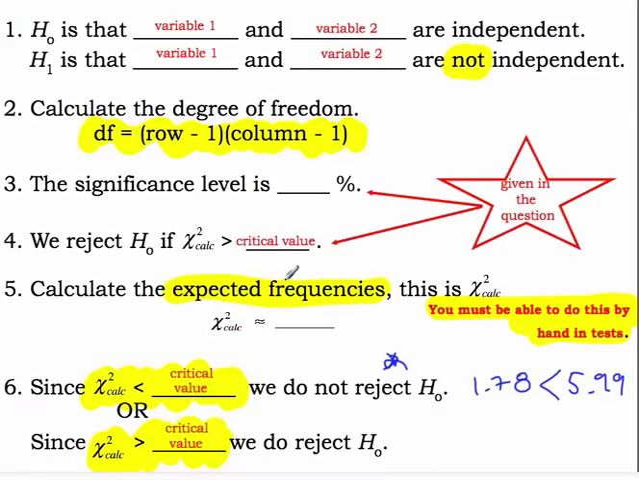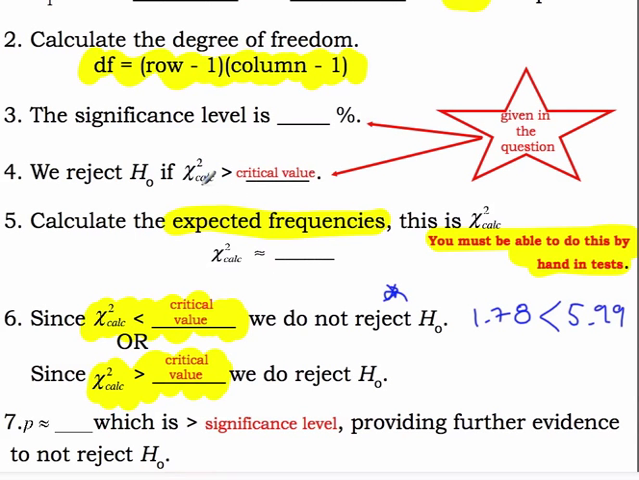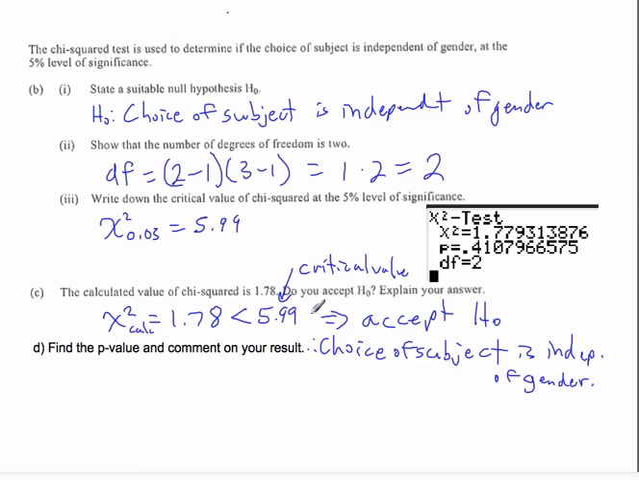Yeah, so if your calculated chi-square value is greater than the critical value, then you reject it. If it's less than the critical value, then you do not reject the null hypothesis. Okay, so our chi-squared test for independence in this case tells us that choice of subject is independent of gender.